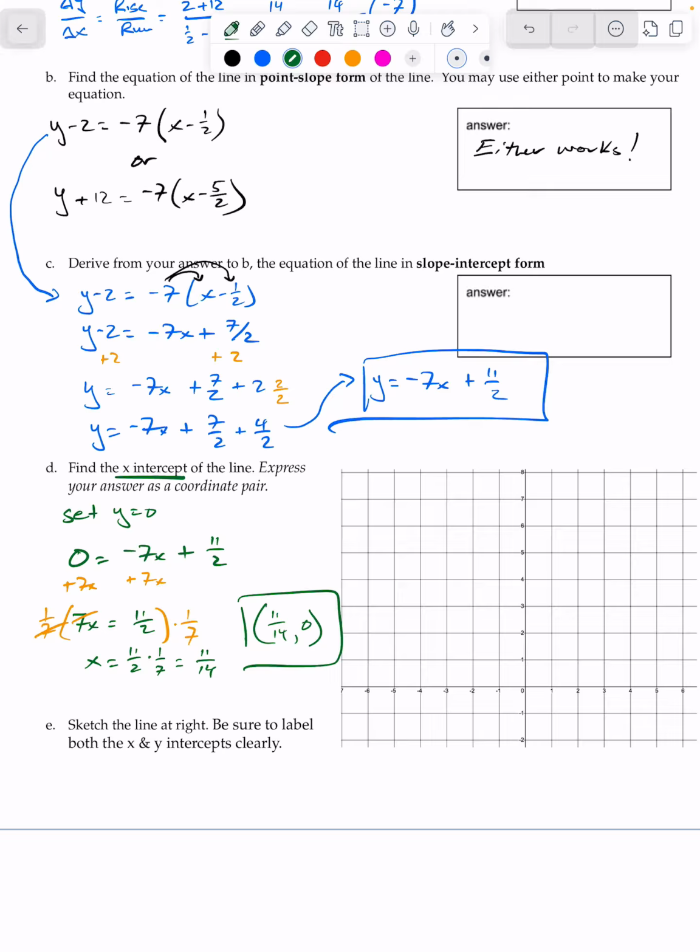So 11 over 14 is a little less than 1. We'll call it about right there. 11 over 14 comma 0. And then our y-intercept is at 11 over 2, which is about 6.5. So right there. So I'm going to label that point 0 comma 6.5. It's not about, it is 6.5. And then I'm going to draw in my line.